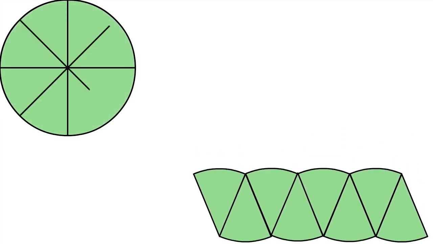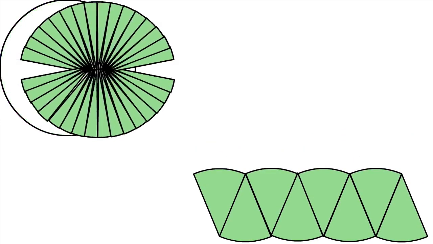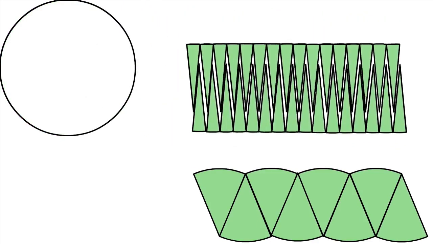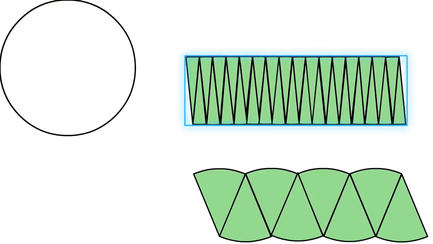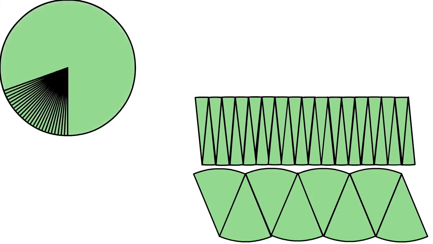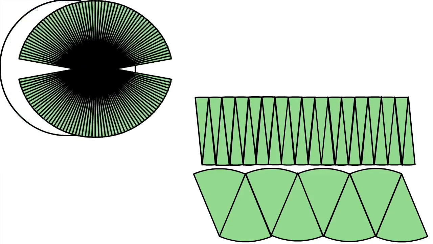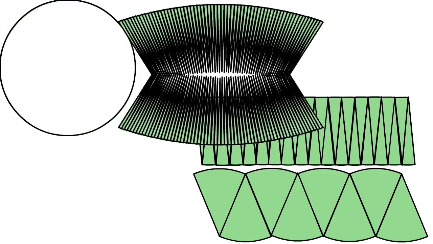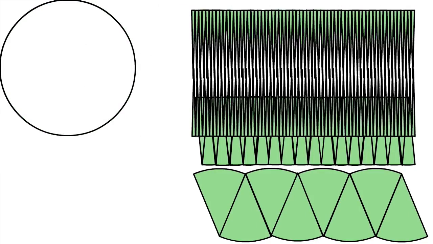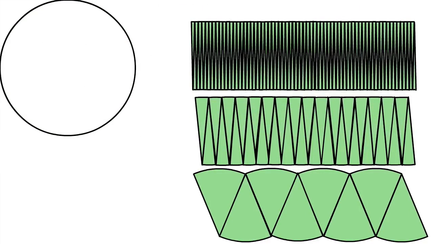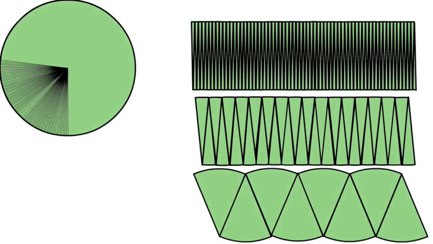So next, we will divide the circle into small equal pieces, and we will arrange them in the same manner. You can see that it appears more like a rectangle. So if we divide the circle into even smaller pieces, you can see that every time the shape becomes more like a rectangle. So how small must we divide a circle before we can get a perfect rectangle?